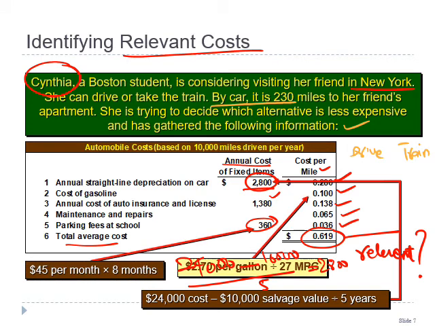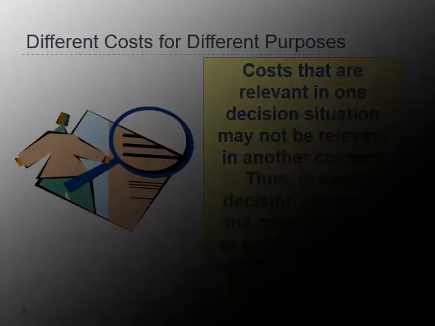Also this parking fees: 45 per month, 8 months left, so you just multiply by 8, 360. All this information is given. Okay, so let's move further.